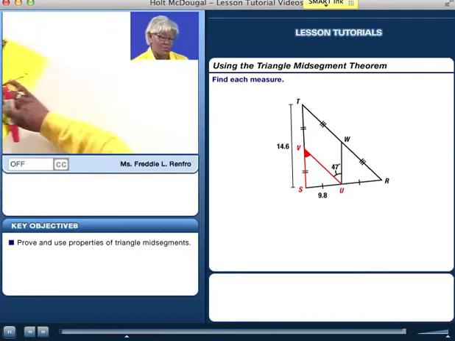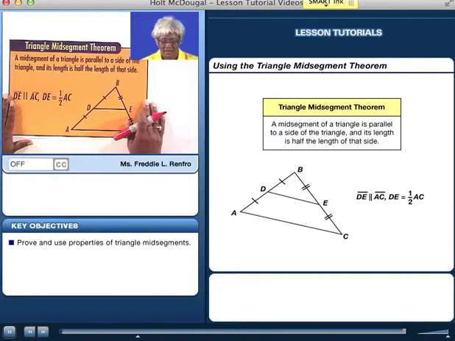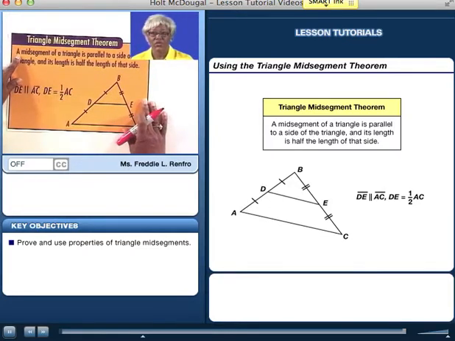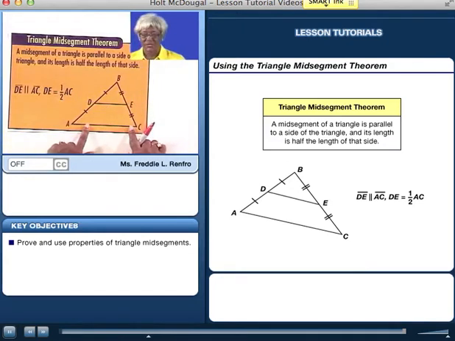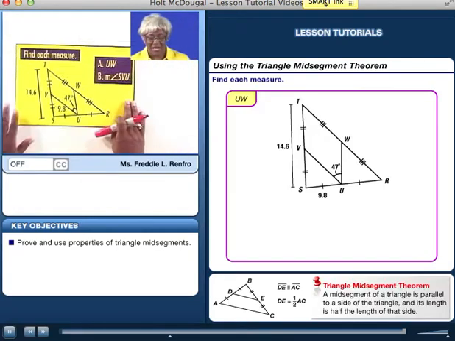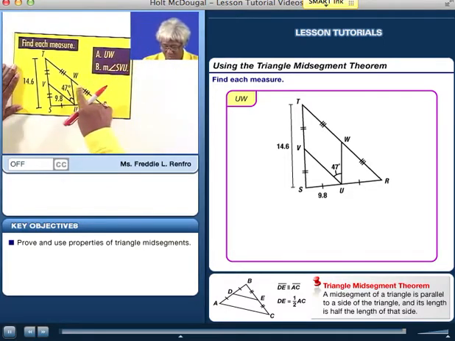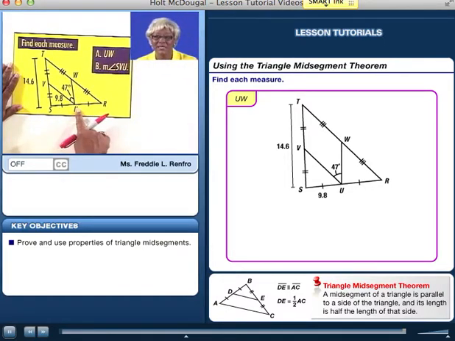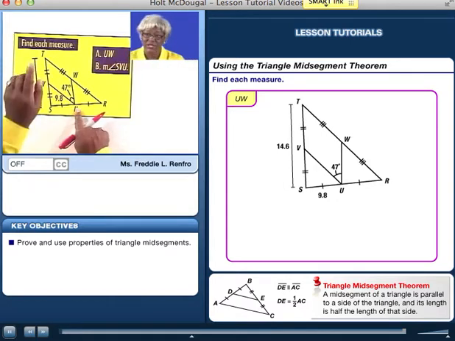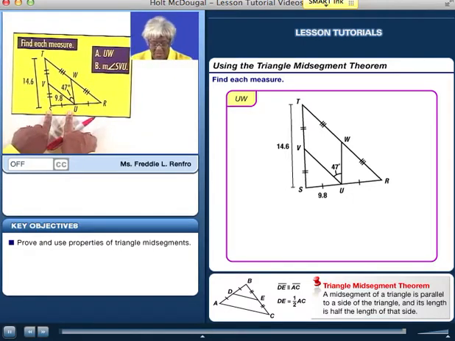Let's look back at a theorem that we've learned about the triangle midsegment. Recall that the midsegment of a triangle is parallel to the third side, and its length is half the length of that side. Remembering this, finding these measures is going to be a piece of cake, because what is UW? UW is a midsegment. And according to the theorem, UW is going to be half of TS.